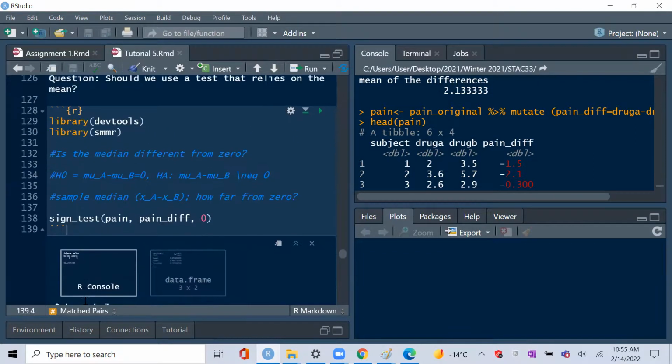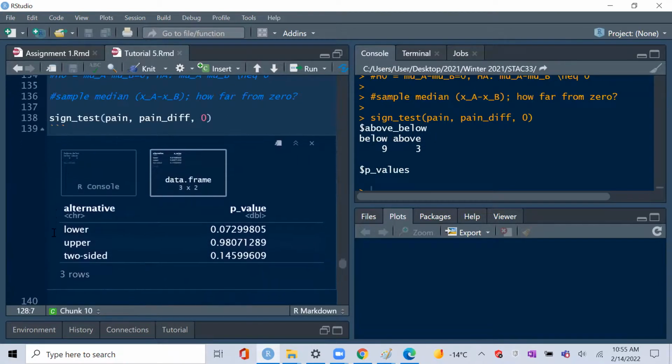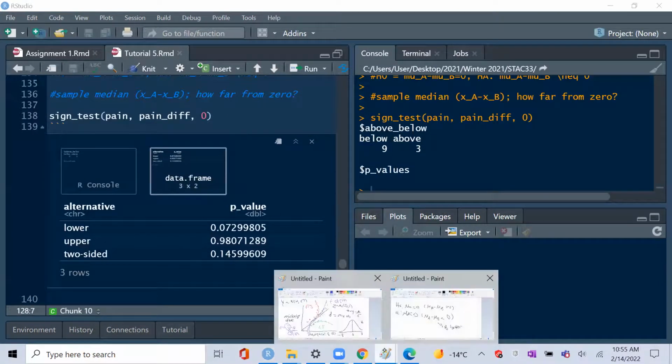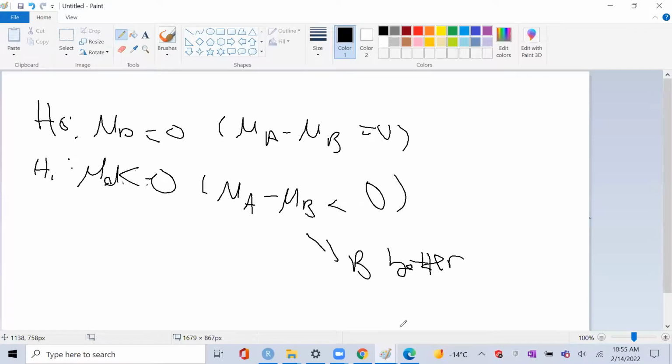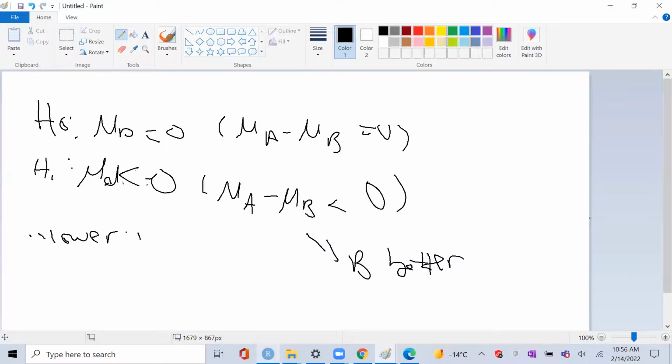But now we can see whether this is actually significant, right? So if we run this again, we're doing the lower test. We're looking at the lower test here. Really, because we're looking at a one-sided test, we're looking at lower here, right? So the p-value is equal to 0.072.